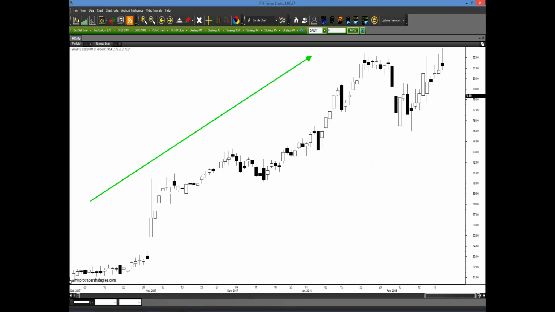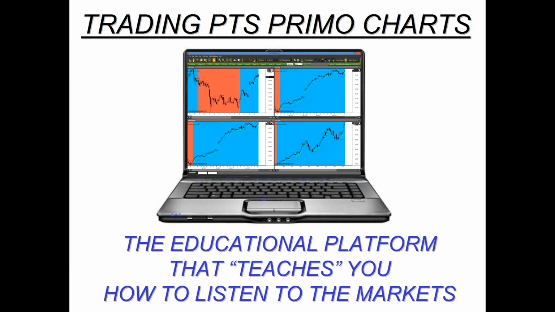As we look at letter H here, we see that obviously in hindsight, it's been going up since October. I'm going to show you how you could have entered here, here, and even here using this simple entry technique, okay? So once again, thanks for joining us today, and I'm going to share with you everything that's been generated on our new PTS Primo charting platform.